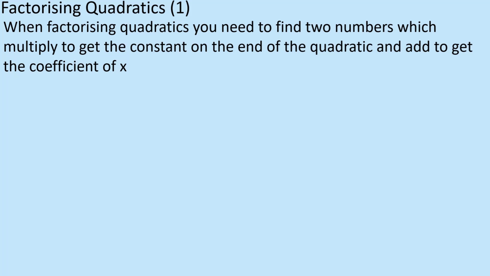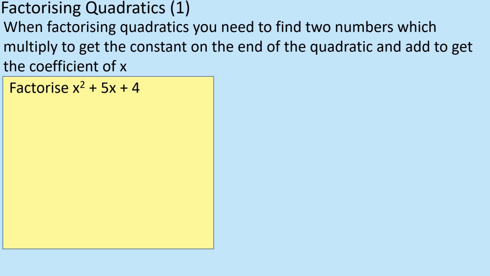So when factorising a quadratic, you need to find two numbers which multiply to get the constant on the end of the quadratic, and add to get the coefficient of x. All right, bit of a mouthful that. So let's look at an example and get to the nitty-gritty of it.